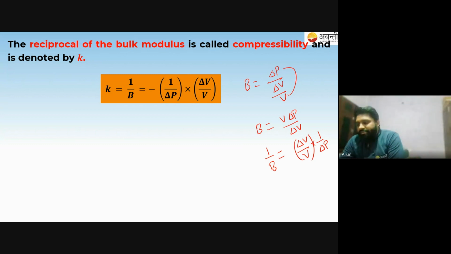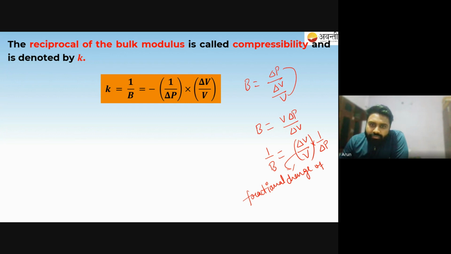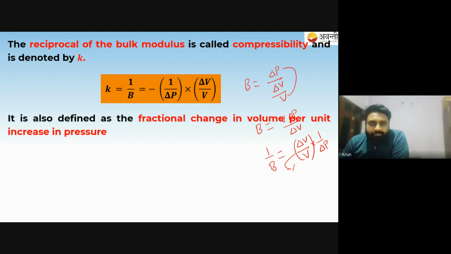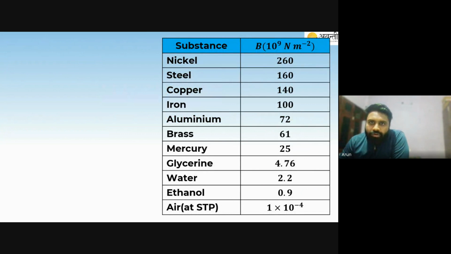This delta V by V is nothing but the fractional change of volume. It tells us that for how much change in pressure, how much fractional change in volume has occurred. So it is also defined as the fractional volume change per unit increase in pressure. This is delta P, and this is the fractional change of volume. So some values of bulk modulus are given to you.